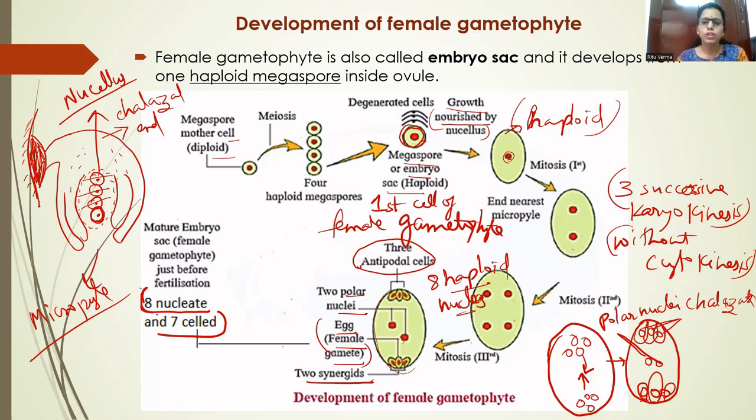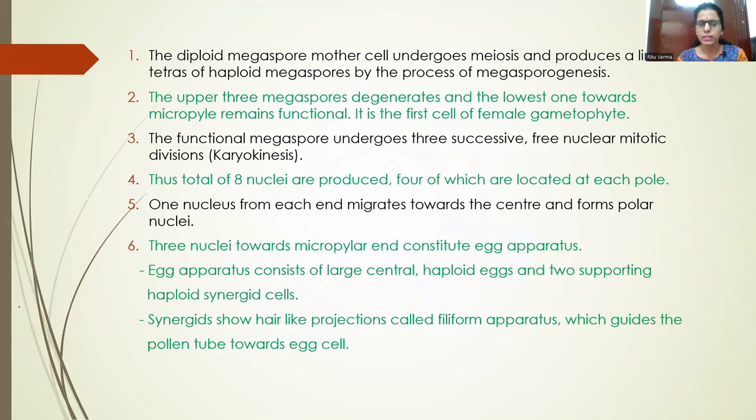Remember this: the mature embryo sac or female gametophyte. The female gametophyte can also be called the embryo sac. So the mature embryo sac or female gametophyte in angiosperms is 8 nucleate and 7 celled, and all these nuclei are haploid. So I hope this entire process of development of the female gametophyte or embryo sac in angiosperms is clear to you guys. If you have any doubt, please mention them in the comment section below. Now let's quickly revise it once again from the next 2 slides.